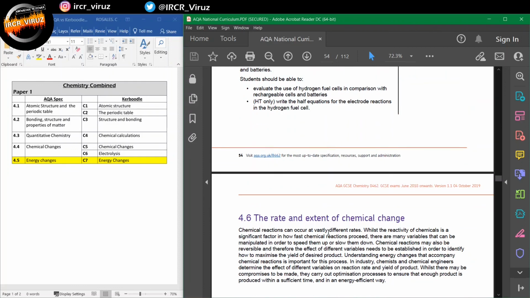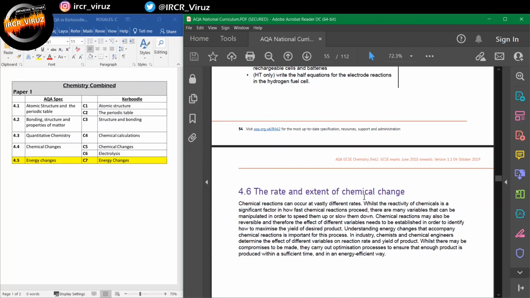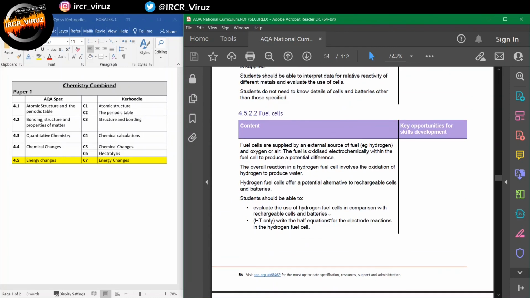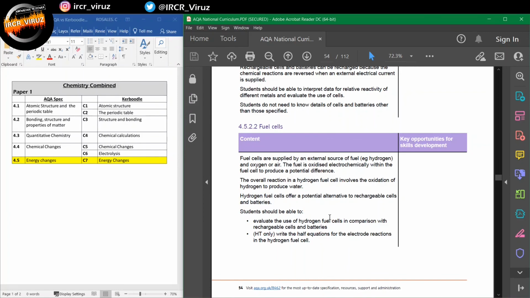Okay, after that we've got rates and extent of chemical reactions, but that's going to be for your paper 2. So you don't worry about that anymore. This is the last thing that you will get in your paper 1. Well, there you have it, guys. That is the last topic for your paper 1 chemistry.